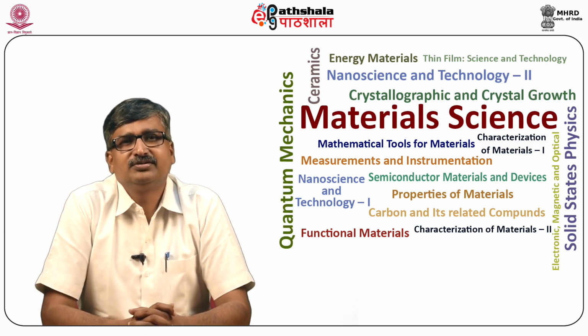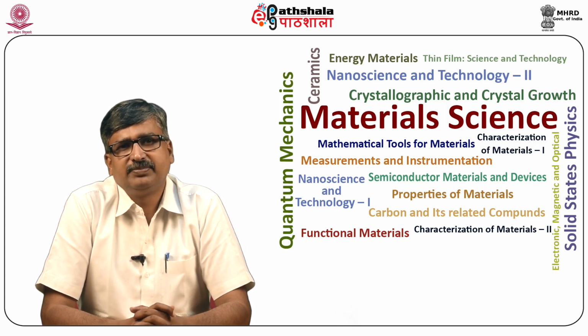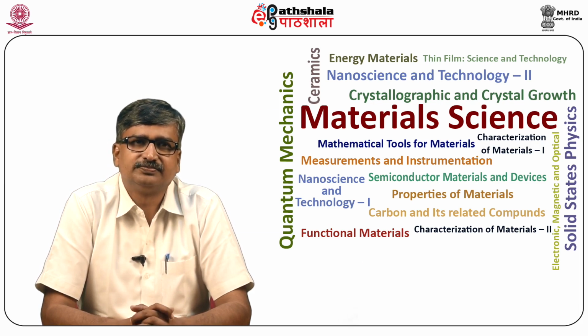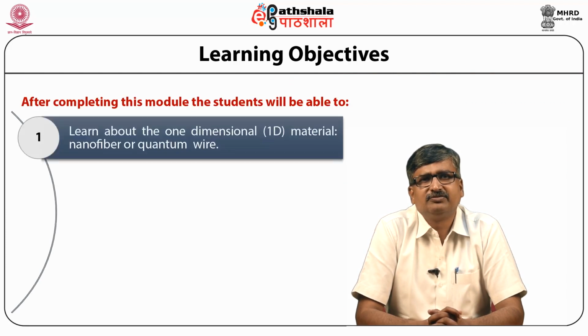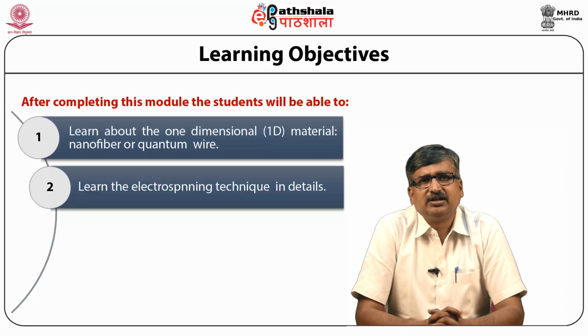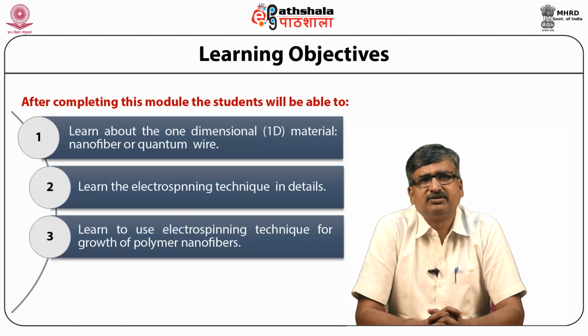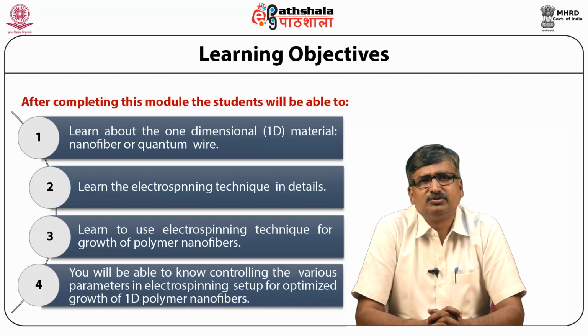Today we are going to talk on the module titled Nanofibers Electrospinning Technique under the paper Nanoscience and Technology 2. After completing this module, my dear student, you are able to learn the one-dimensional nanofiber or quantum wire, electrospinning technique in detail, electrospinning technique for growth of polymer nanofibers. You will also be able to know controlling the various parameters in electrospinning setup for optimizing growth of one-dimensional polymer nanofibers.